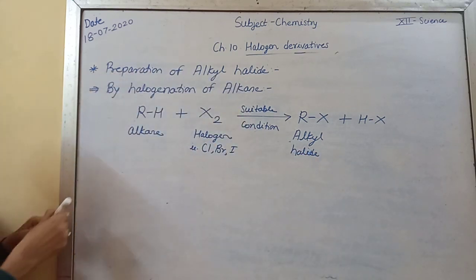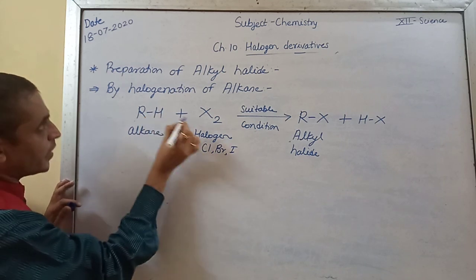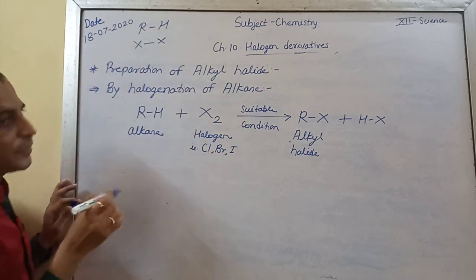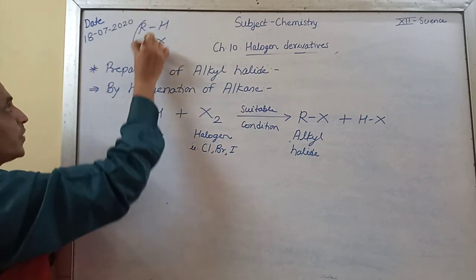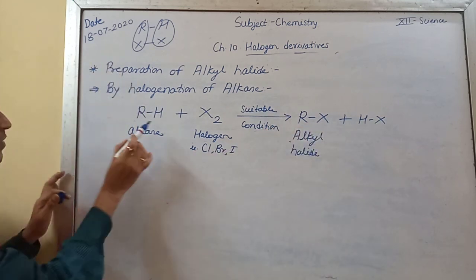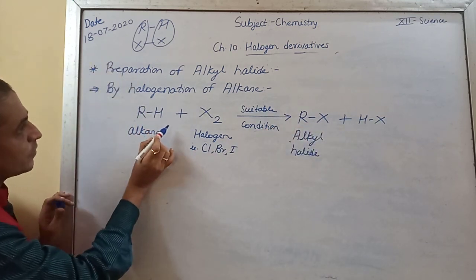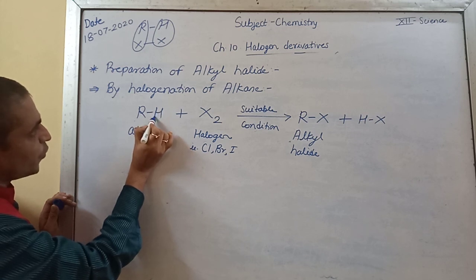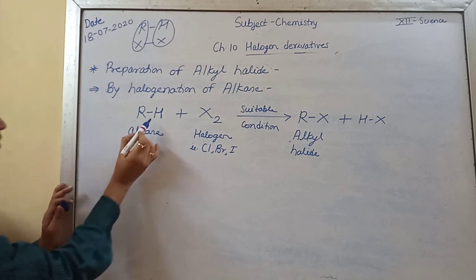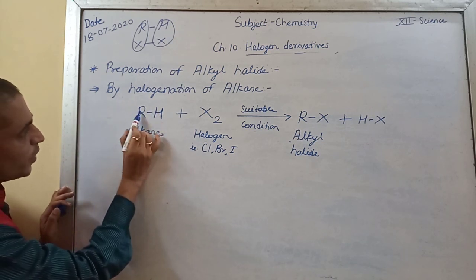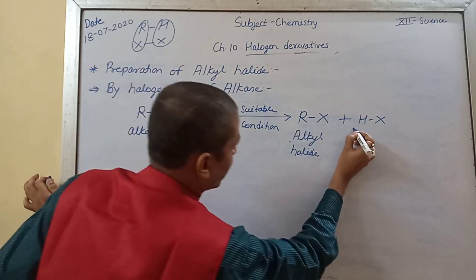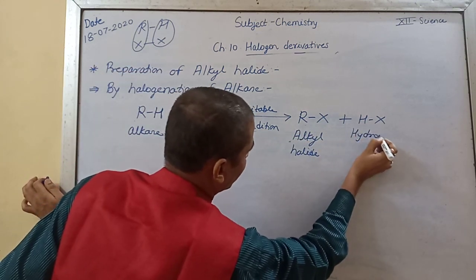Now what happens here? X2, that is X, X, and RH. R combines with X, H combines with X. So you get RX and HX. So it involves substitution of halogen in place of hydrogen from alkane. Or you can say there is a replacement of a hydrogen atom from alkane by a halogen atom. So you get alkyl halide and HX, that is hydrogen halide.